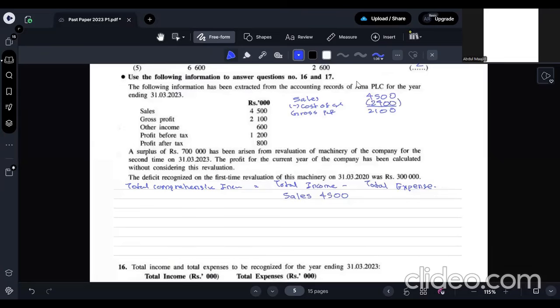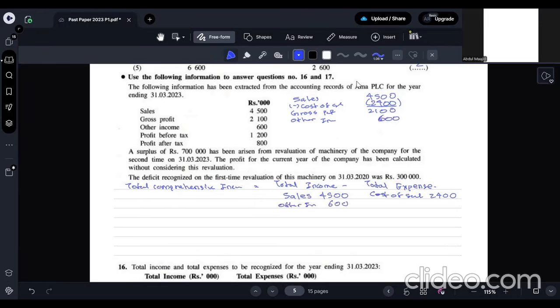So this cost of sale you have to recognize as expense. Cost of sale 2,400. Then they have given other income. Other income is given as 600.